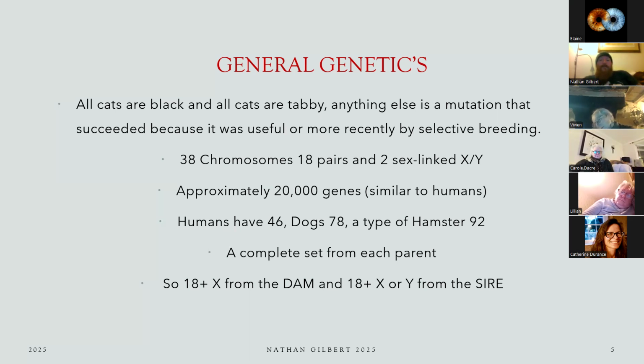So all mammals get a complete set from each parent. The cat obviously gets 18 and the X chromosome from its mother, and 18 and the X if it's a female kitten from a sire, or 18 and the Y if it is a male kitten. And that just helps give us a little bit of a starting point.